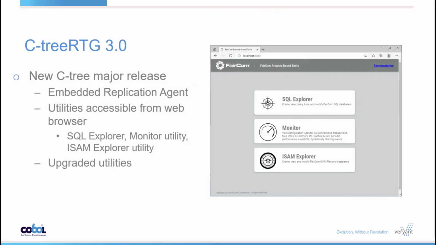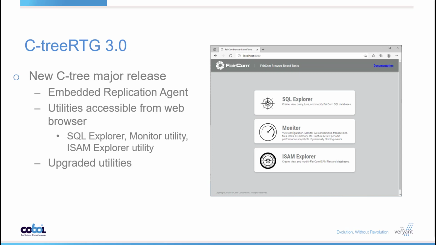Now, if you've looked at C-Tree before, you might be confused by the new version number, 3.0. The last version available was C-Tree RTG 11.9, but 11.9 was the minor version number, and it was built on C-Tree RTG 2.0. So this new 3.0 release is the first major release in a while.